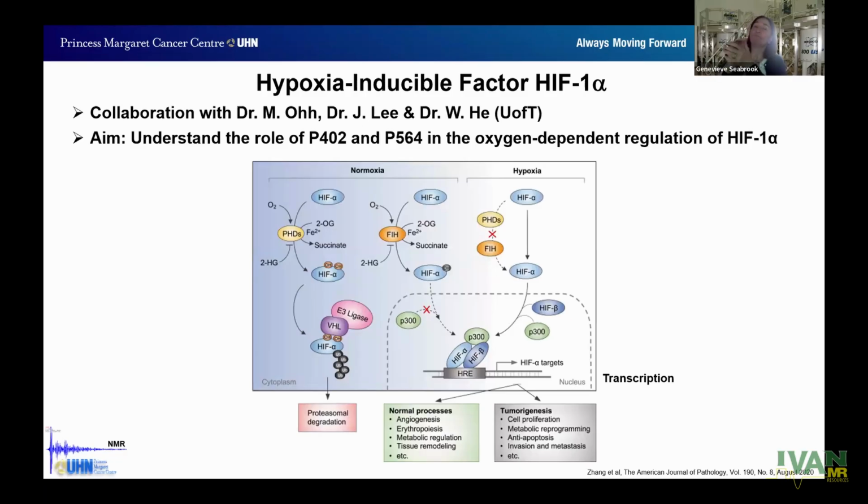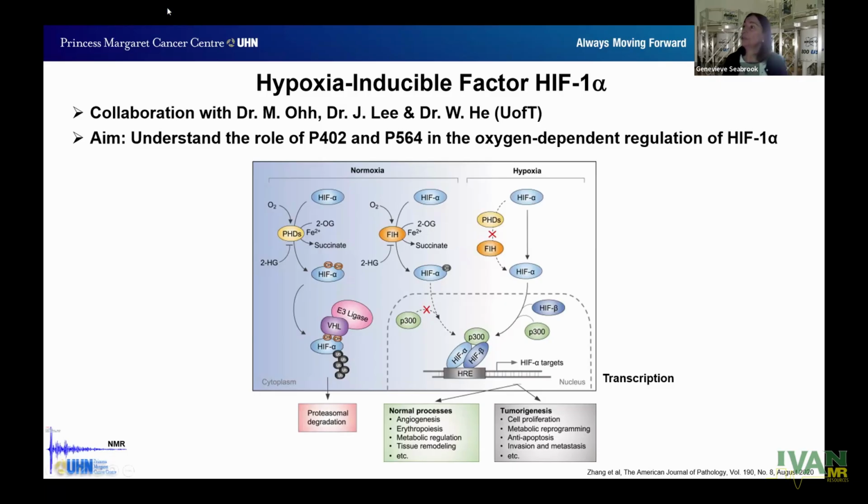So there's a group at the University of Toronto. They contacted me a few years ago, and they're working on Hypoxia-Inducible Factor HIF1 alpha, and they were interested in looking at the hydroxylation of two prolines. And they came to me and said, could we run an HSQC and see if we can follow the hydroxylation of those prolines? And I said, yes, sure, we can do that. However, I don't think it's the best option, and I will explain why shortly.